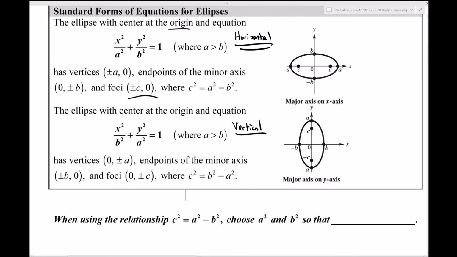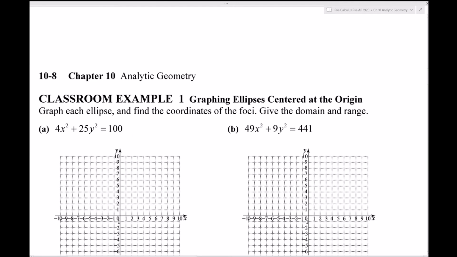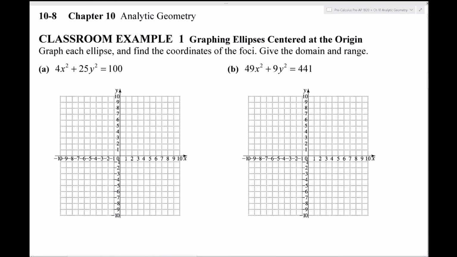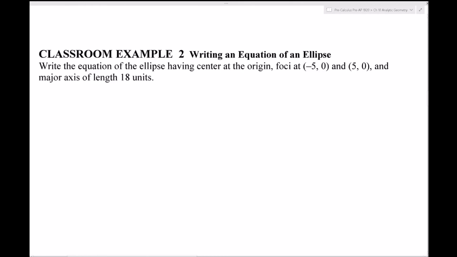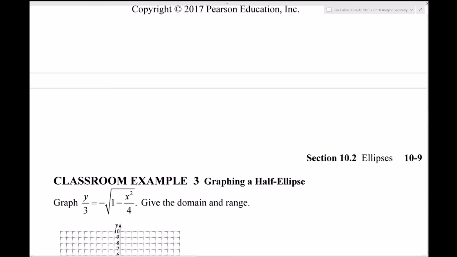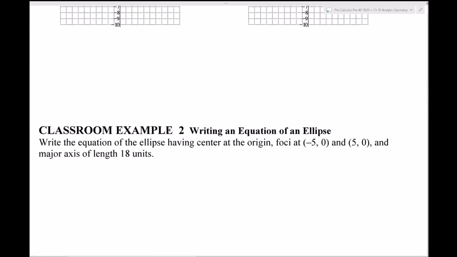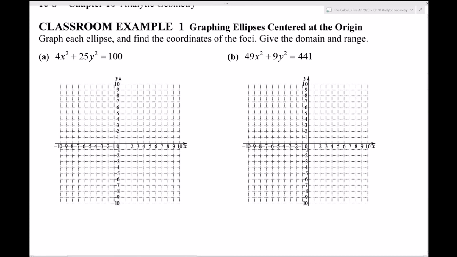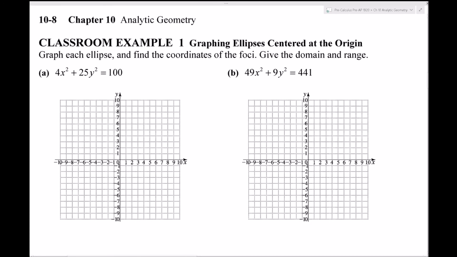But oh well. Let's just go through some practice problems really quick, which this one's just going to ask us to graph. Example 2 is very similar. Write the equation of the ellipse having center... no. Okay, so we'll go with example 1 really quick. Here they want us to graph each ellipse, find the coordinates of the foci, and give the domain and the range. I'm going to do maybe one of these. So I'll do letter A.